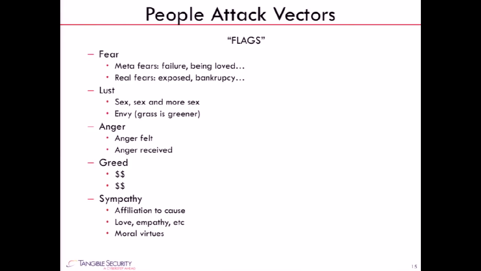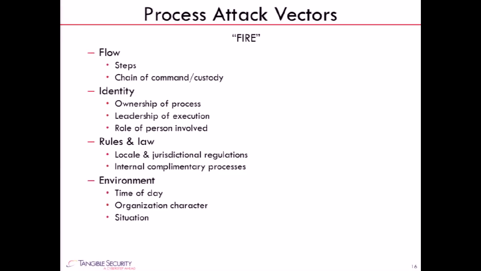Moral virtues can get out of control. All right, next. Process, fire, flow, identity, rules, and environment. When you look at a process attack, you want to look at the flow. Can I change the flow? Can I use the flow steps to stop what's going on, because this isn't working from a social engineering attack?